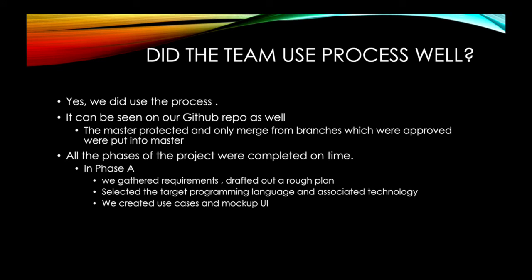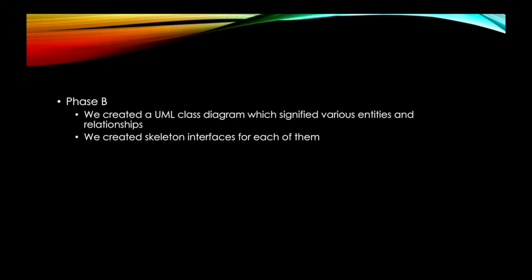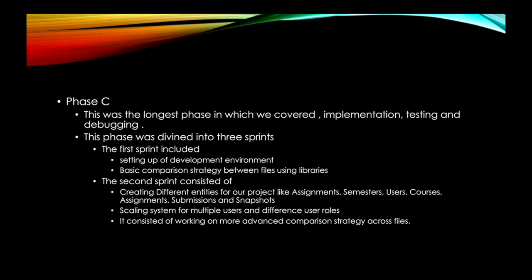It can be seen on the GitHub repo that we divided our project into three phases: phase A, phase B, phase C. Phase A consisted of requirements gathering, creation of user wireframes, and use cases. Phase B consisted of making UML class diagrams and creating skeleton interfaces of classes. Then phase C consisted of implementation, testing, and debugging of the system.